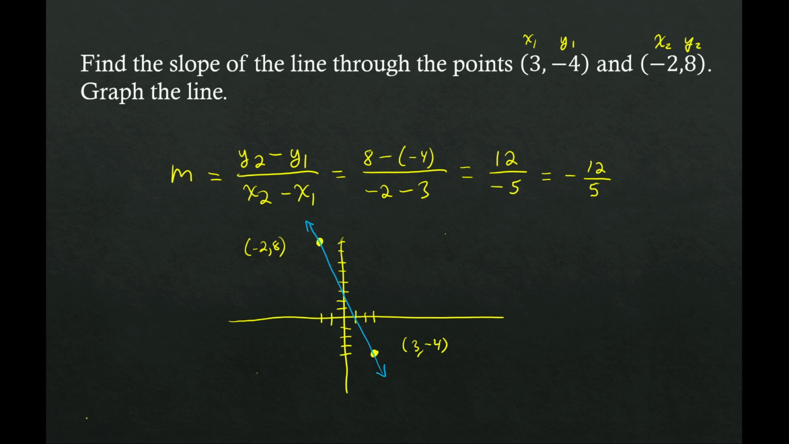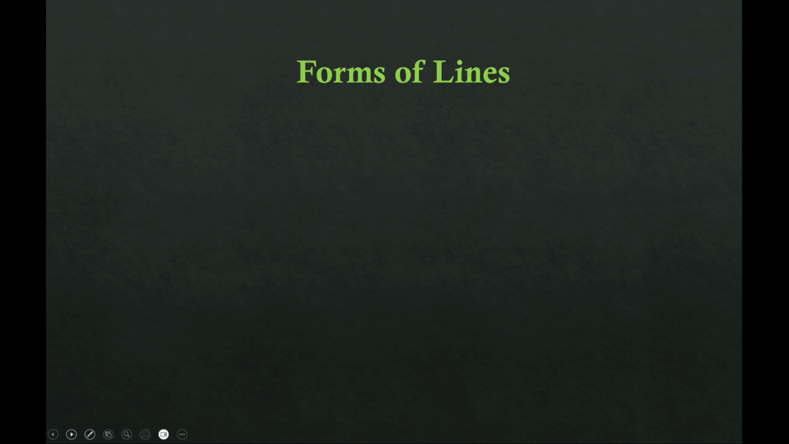Now, if you notice, the slope was negative. The line is falling as you go from left to right. And that will be typical of a line with a slope that's negative. If the slope is positive, then the line will be rising as you go from left to right.